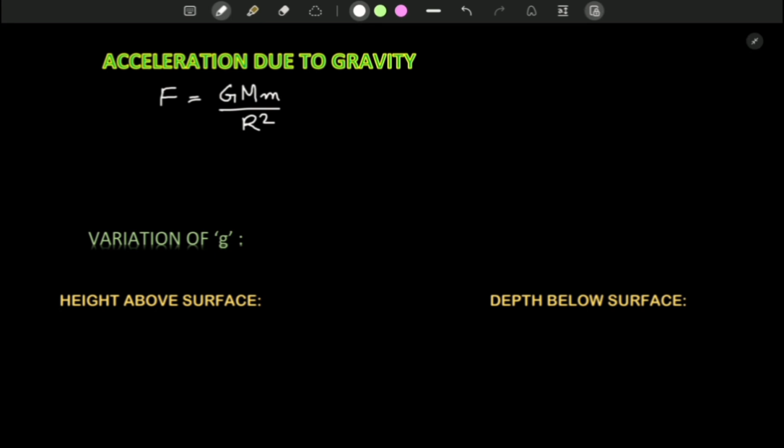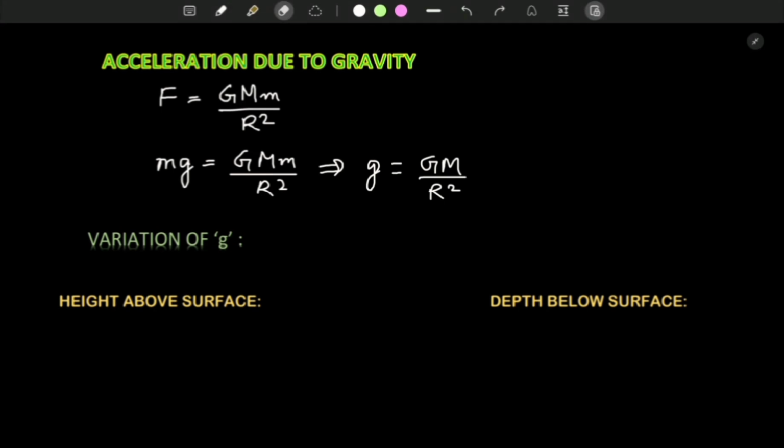Now using Newton's second law of motion, I can say that mg equals GMm by R square. Therefore g equals GM by R square. Now this g is the acceleration due to gravity. Note that this g is independent of the mass of the object. Therefore if two bodies of different masses are allowed to fall freely, they will have the same acceleration. The value of this acceleration close to the earth's surface is 9.8 meter per second square.